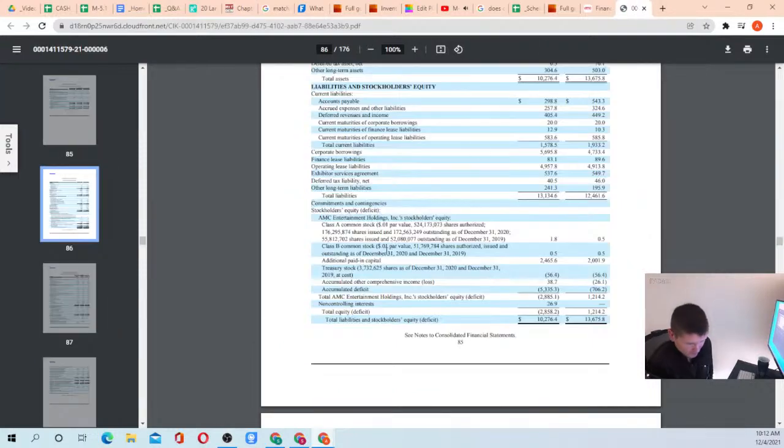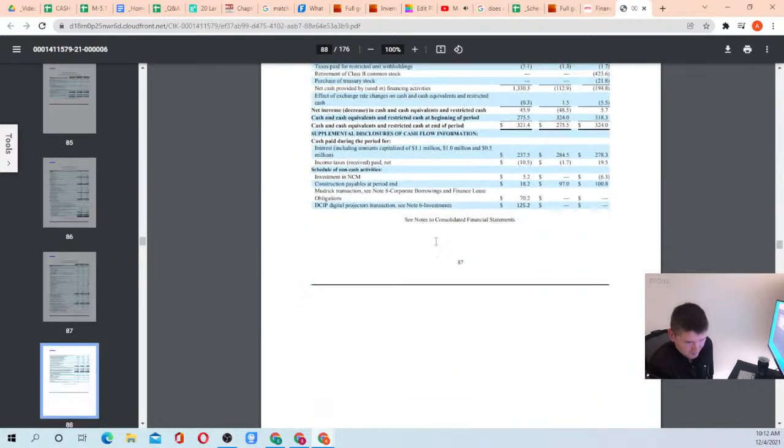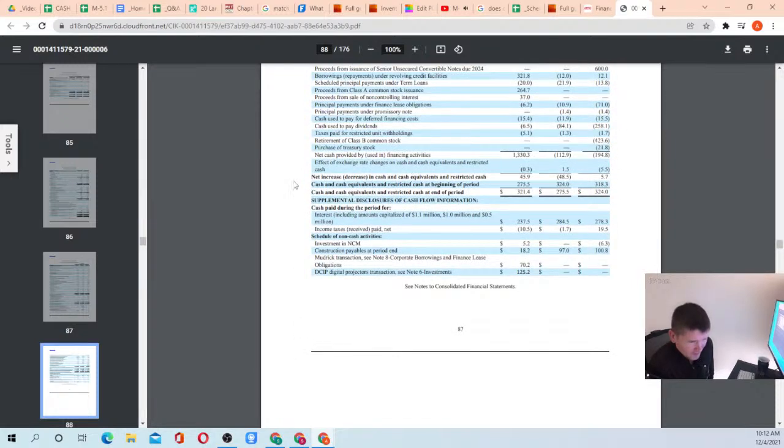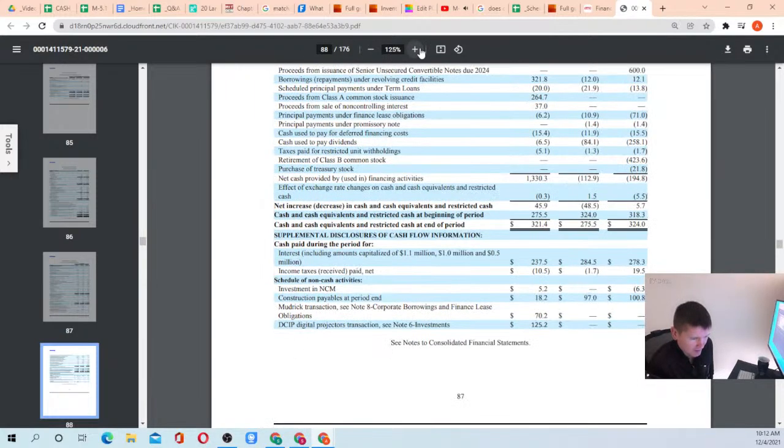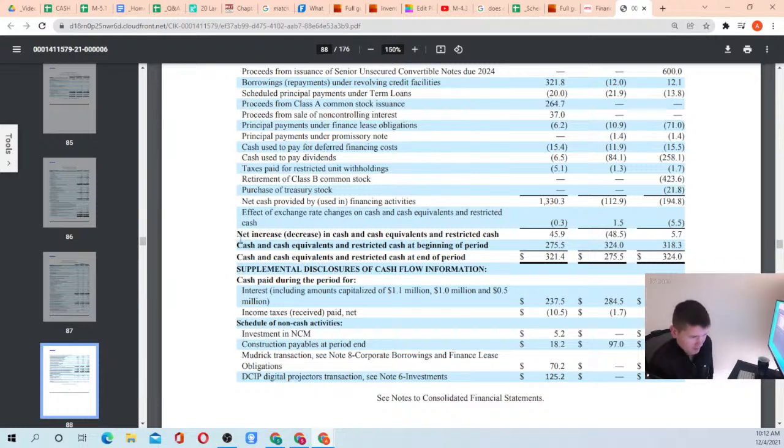So let's go back to AMC. Here, let me add a bit of zoom. At the end of your cash flow, you calculate your net increase or decrease in cash and cash equivalents and restricted cash. And then you have cash and cash equivalents at the beginning of the period, and then at the end of the period. So we have a 45 million change, we have 275 at the beginning, and we have 321 at the end.